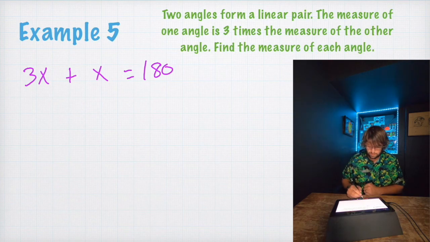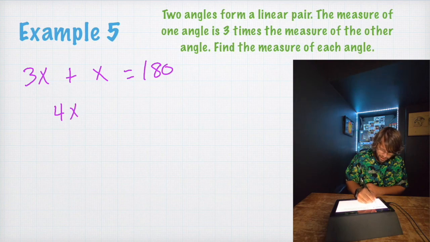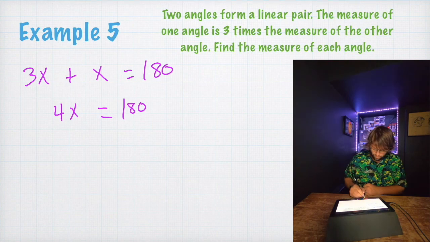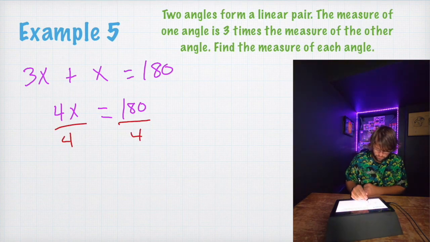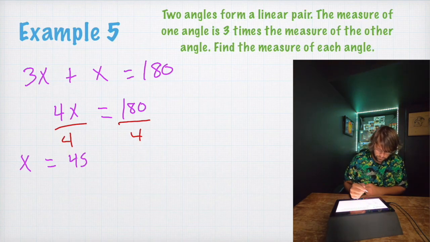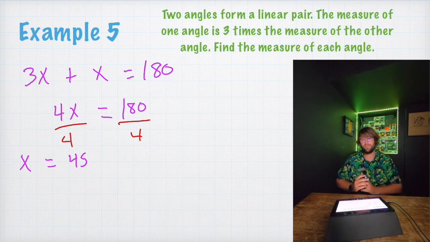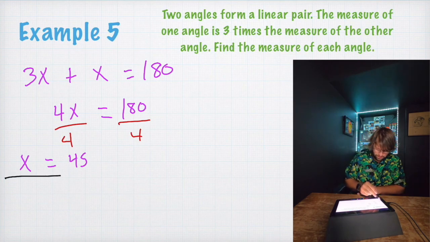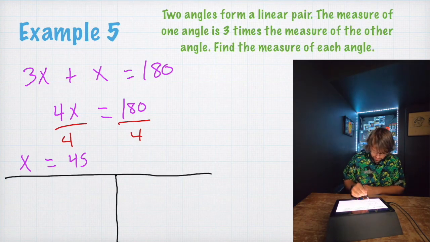Now all we have to do is solve this by combining our like terms. So we're left with 4x equals 180, okay? Divide by 4. And x equals 45, okay? Now we're not done there. They want to know the measure of both angles. So I'm going to go ahead and box this off and we'll finish it off down here.